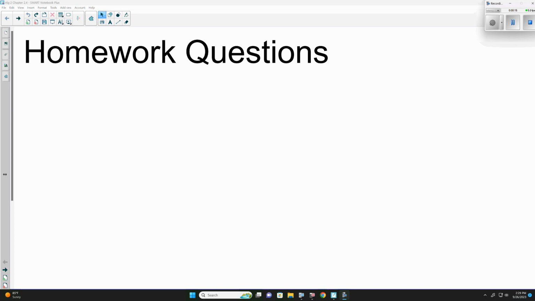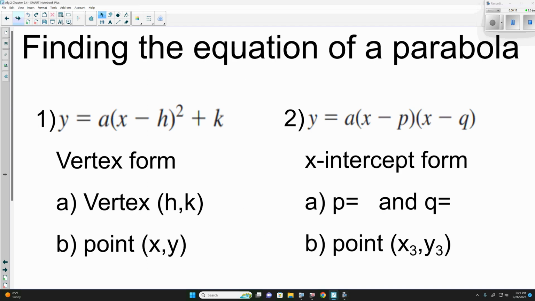All right. 2.4, we're finding the equation of a parabola. Now, they're going to give us some information for us to be able to find it. It's going to come in one of two forms, either vertex form or x-intercept form. And if it gives us the vertex and a point, we're going to use vertex form. If it gives us the x-intercepts and a point, we're going to use x-intercept form.